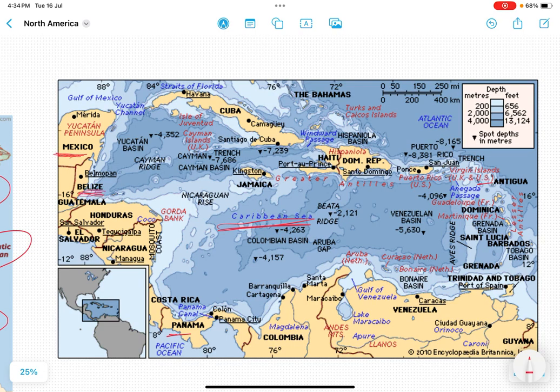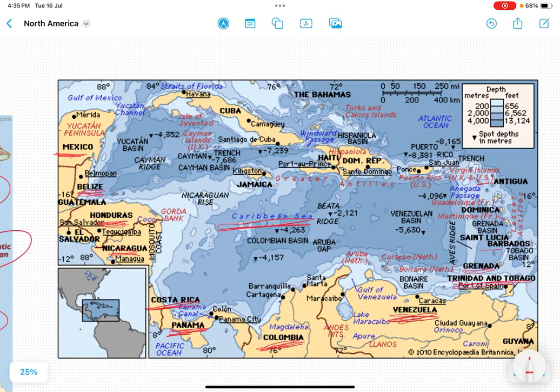We have Belize here. We have Honduras here. We have Nicaragua here. We have Costa Rica here. We have Panama here. Colombia here. Venezuela here. Trinidad and Tobago here.